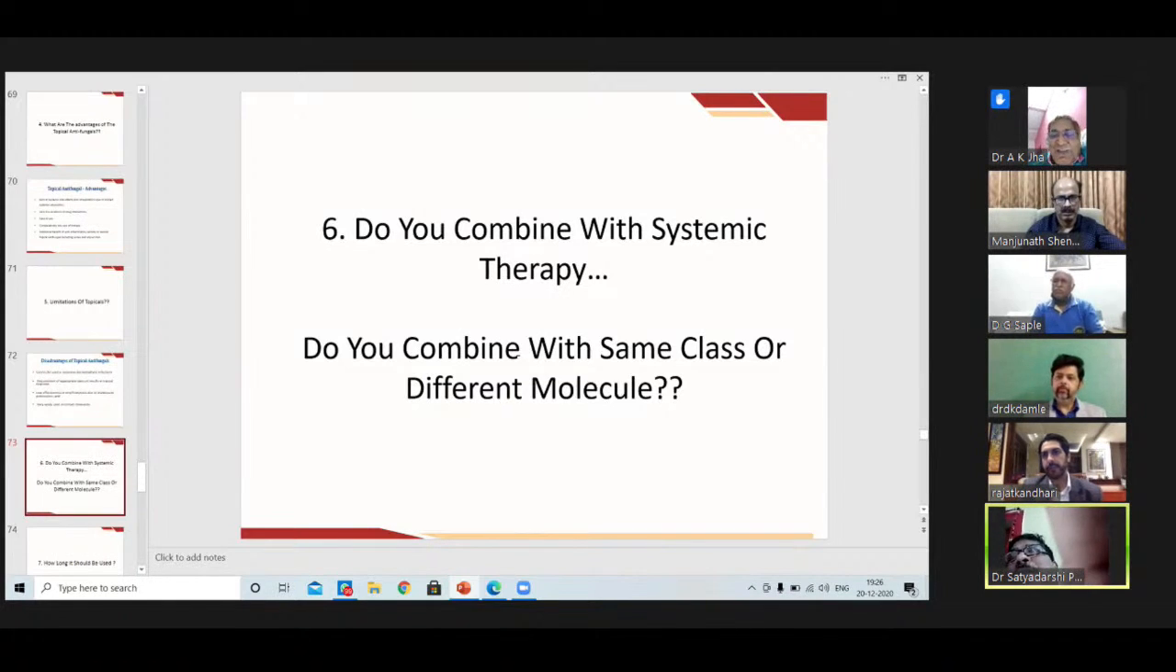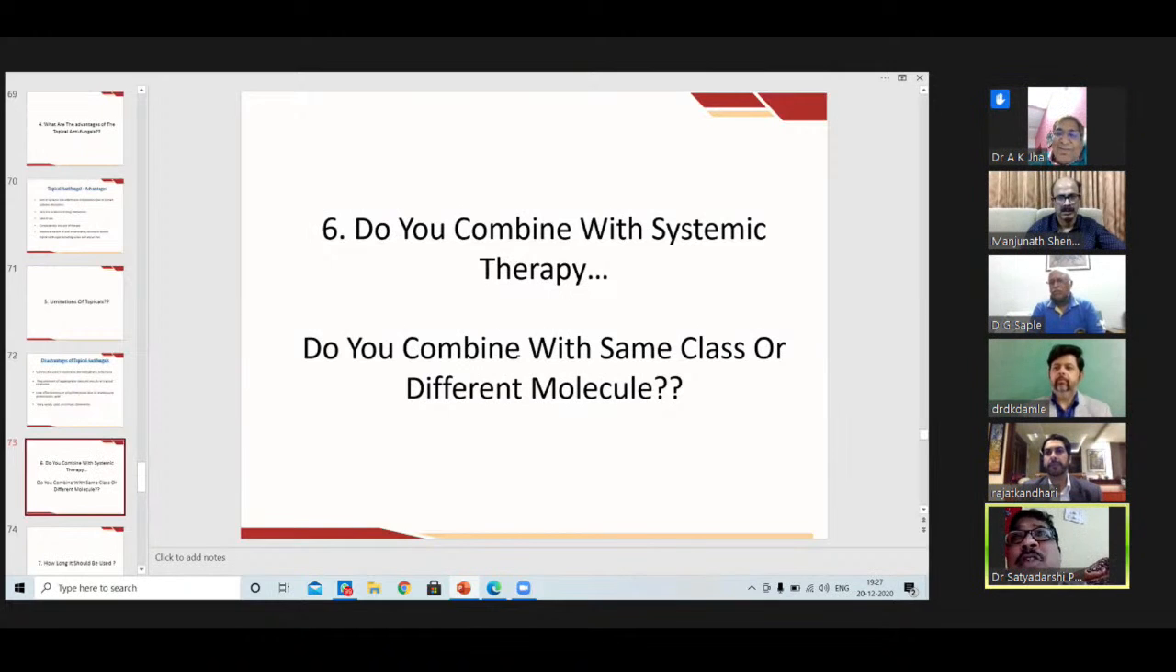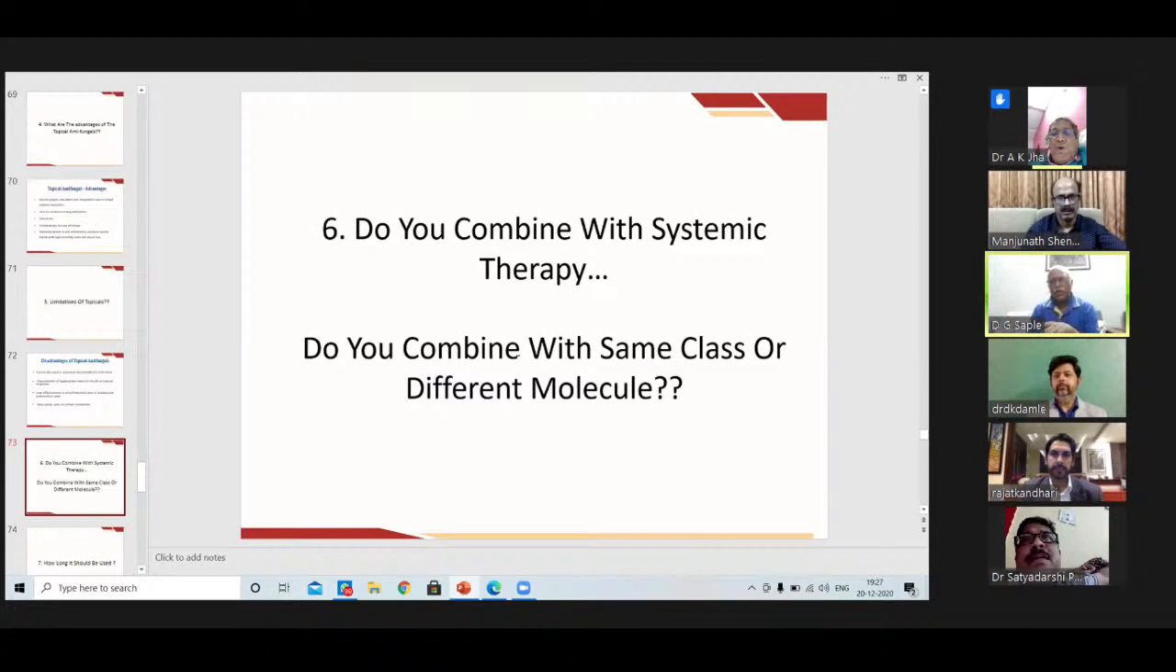I have never combined them, because both are hepatotoxic. I have given rotational therapy, itraconazole for 2-3 months, then again griseofulvin, assessing liver parameters. I have used that, but never combined. Okay, so do you have any experience of combining two systemic antifungals?